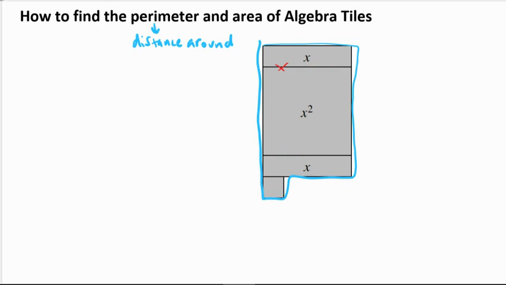Okay, and then area is the area inside of the shape. And remember, when we name these tiles, we already found the area of them. Like with the X tile, we had X on this side, and then we had 1 on this side. And area is base times height. So X times 1 gave us X, so that was the area of that shape. X squared, we had X by X, and so X times X is X squared, so that was the area, and then same thing with the other two. So remember, when you're finding area, you're just adding up the names of the tiles.